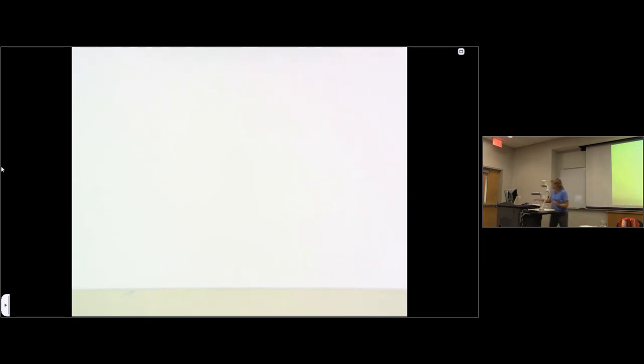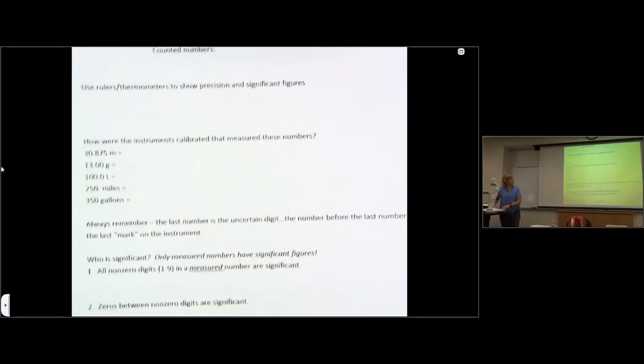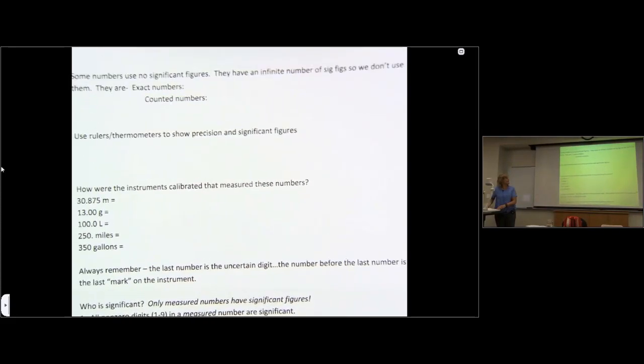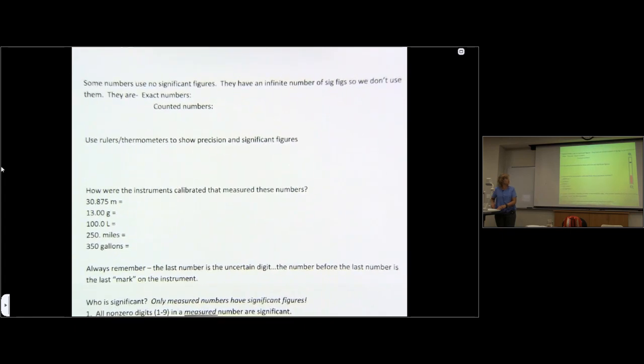Now, some numbers do not have significant digits. So what are some numbers that don't have significant digits? Well, some numbers that do not have significant digits are counted numbers or defined quantities. And in those cases, we just don't even use significant digits at all. Let me give you some examples.